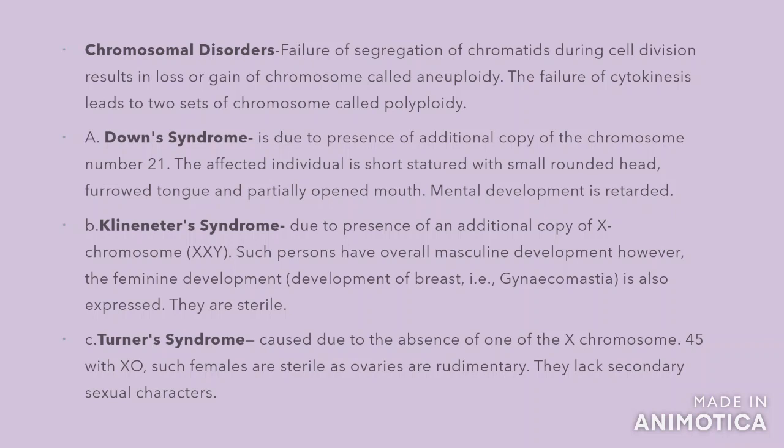Klinefelter syndrome. Due to the presence of an additional copy of the X chromosome, such persons have overall masculine development, however, feminine development is also expressed. They are sterile. Turner syndrome is caused due to the absence of one of the X chromosomes, 45 with XO. Such females are sterile as the ovaries are rudimentary. They lack secondary sexual characters.